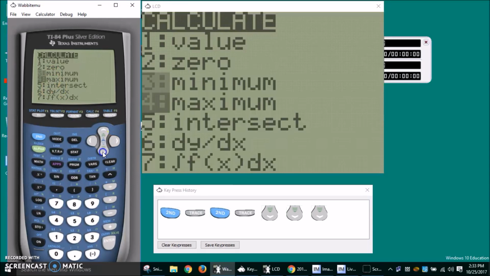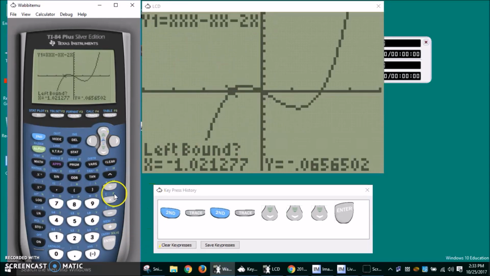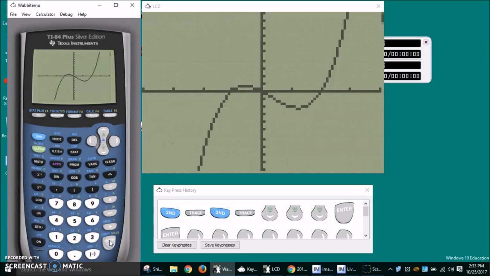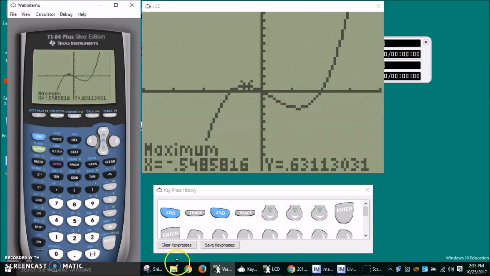So let's go to 4, or you can just press 4. Now it says left bound, enter, and then you go to the right bound, enter, and then your guess, exactly between or what you think it is. And that's how I got x equals -0.55 rounded, and your y coordinate is y equals 0.63. Remember, you don't need the y coordinate because for increasing, you're going by the x value, so -infinity to -0.55.